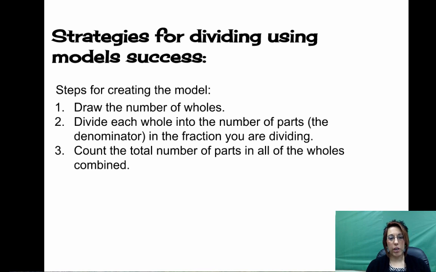So the steps in creating your model are: number 1, draw the number of wholes that you have. Number 2, divide each one whole into the number of parts, the denominator, in the fraction you're dividing by. And then count the total number of parts in all of the wholes combined. So let's make these 3 steps make some sense by using our practice problem from the beginning of the video.